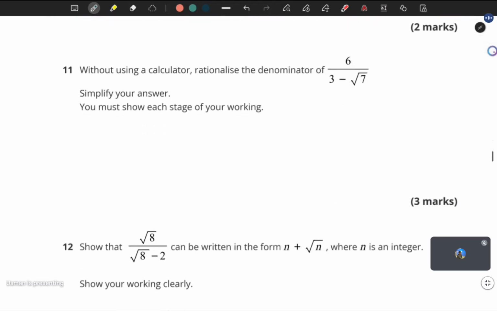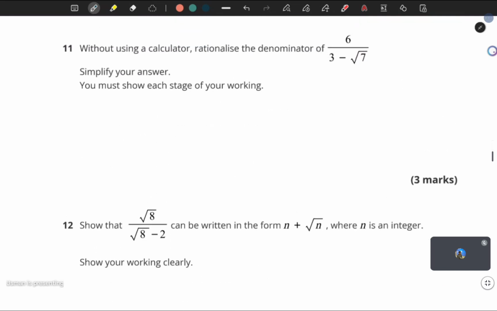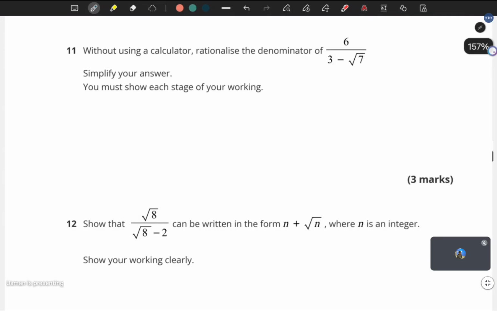Okay, so let's see this question. So try doing question 11 and 12.